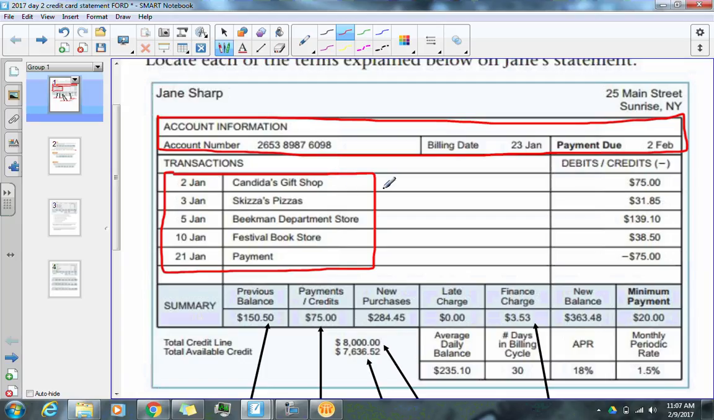So for example, the gift shop, if you notice, $75, the pizza place, $31, and so on and so forth. But the payment, if you notice, is also on here as well. And the payment will always be a negative. The reason why it's a negative is because when you're paying off a credit card, you're taking away debt. With a credit card, every time you use it, you add debt. So when you make a payment, when you start paying it off, you take away debt. So you'll usually see it as a negative number. Just keep that in mind.